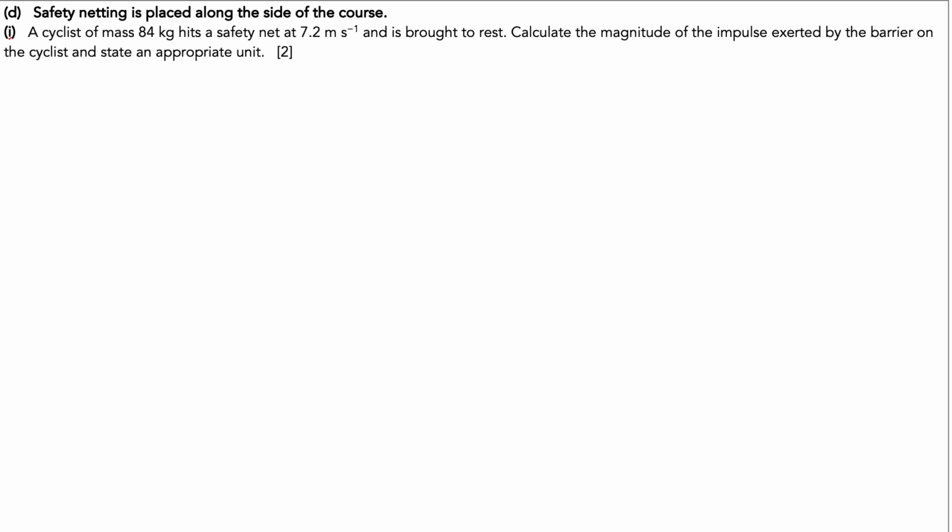We've got a safety netting placed along the side of the course. We have a person that is 84 kilograms hitting it at this speed. So they're slowing down even still. Calculate the magnitude of the impulse exerted on the cyclist by the barrier and an appropriate unit. So first of all, impulse, sometimes used as letter J, that is just the change in momentum. Mass times velocity. And in this case, my mass is constant. It's only the velocity that's going to change.